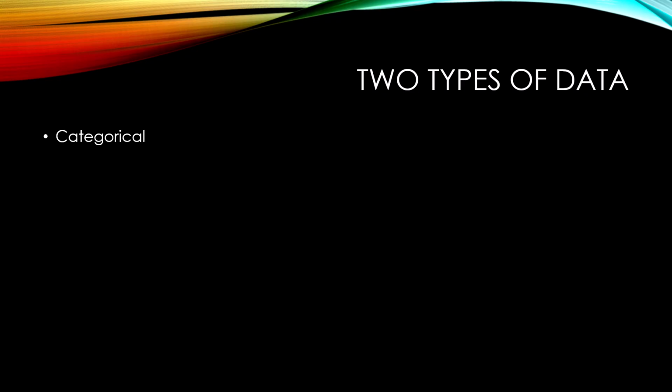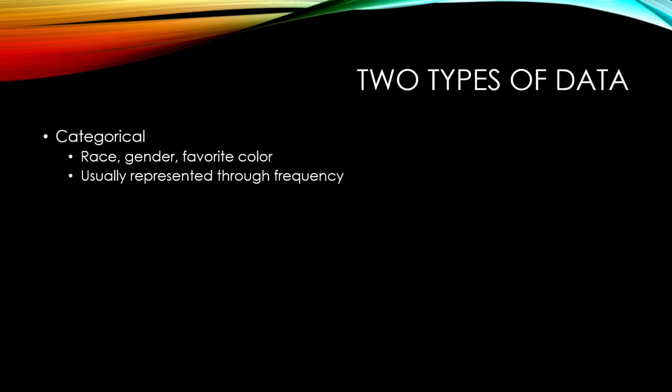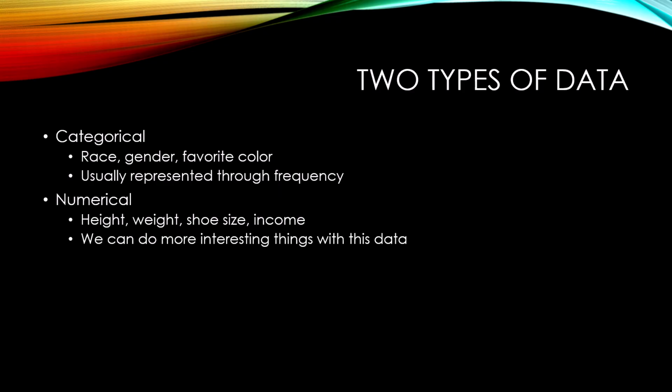We first have categorical data, that's things like race, gender, favorite color, data that's reported as a word. When we represent it, we usually somehow say this is how often it occurs. We also have numerical data. Numerical data is reported as a number. It's something that's a number we measure. It's height, weight, shoe size, income, and we can do more interesting things with this data.